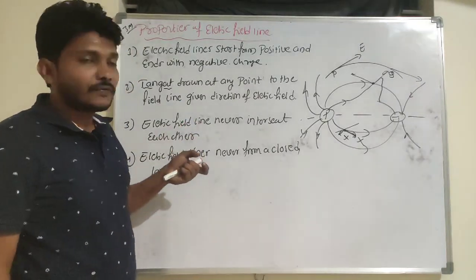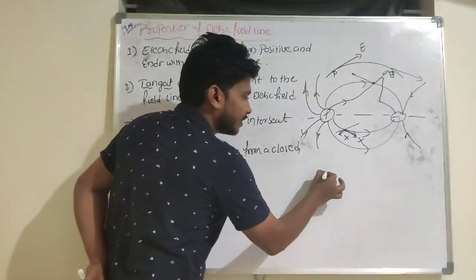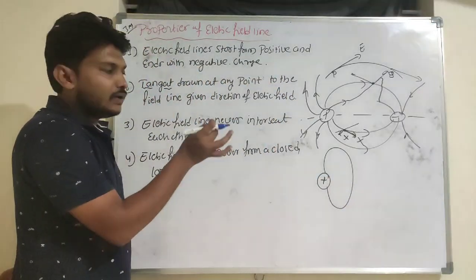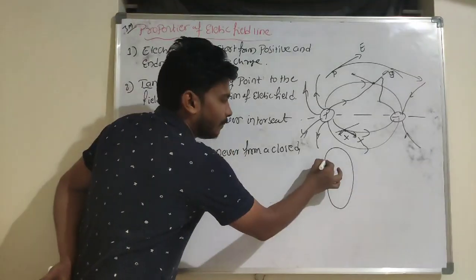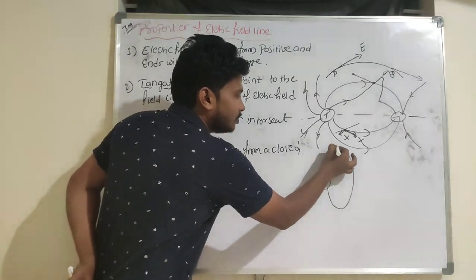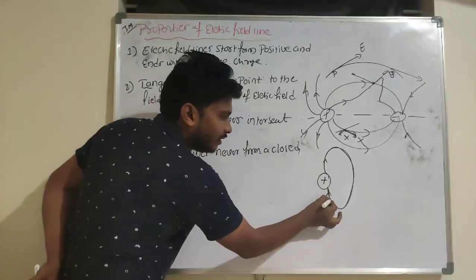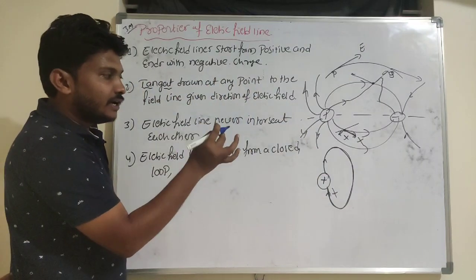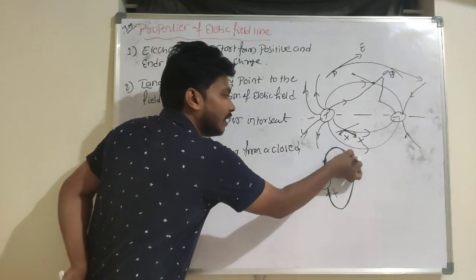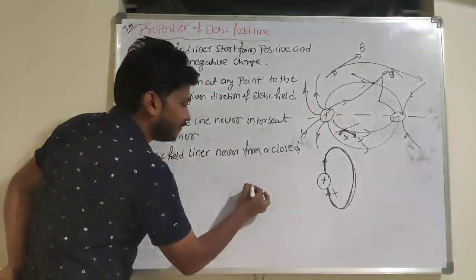What does a closed loop mean here? For example, for a positive charge the line would end at the same point. Is it possible to get a closed loop? For a positive charge, the electric field lines are outward, so to get a closed loop they would have to come inward to the same positive charge. But electric field lines are always outward for a positive charge, so a closed loop is not possible. That is why electric field lines never form a closed loop.